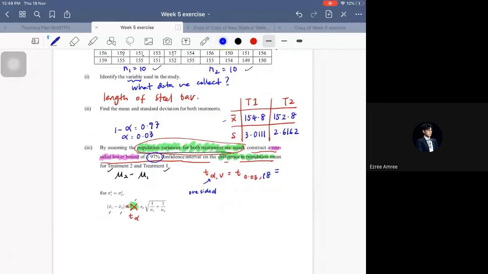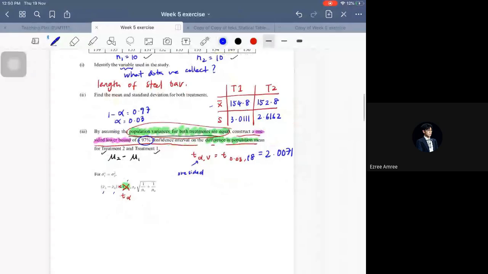And you can find this in the table. So when you have T 0.03 and 18, the table is going to give you a value of 2.0071. If I'm mistaken, please let me know, if you have already calculated that. Okay, so now that we already have T, we are done with one more component.